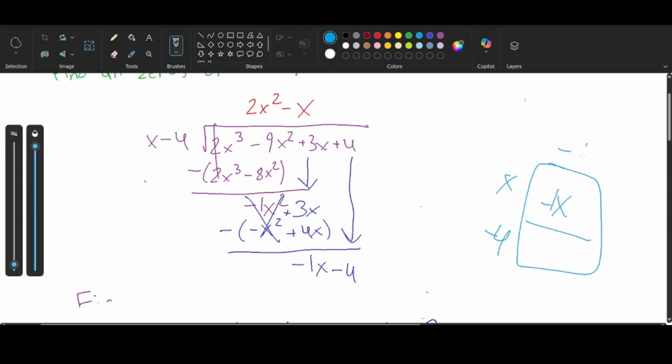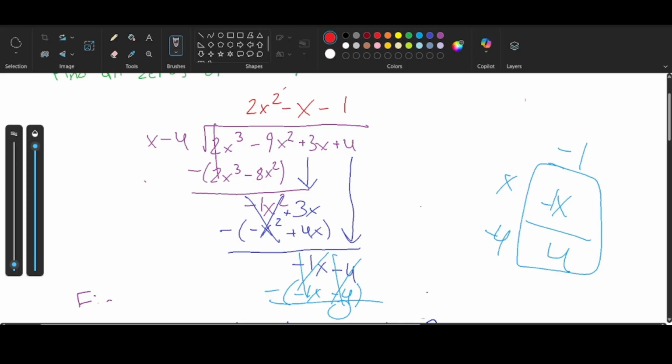Well, x times negative 1 is just negative 1x. Negative 1 times negative 4 is a positive 4. So again, I subtract negative 1x minus a negative 1x, and I'm subtracting a 4. Negative 1 minus negative 1, that's 0. Negative 4 minus negative 4, that's also 0. Right? So I end with 0 or no remainder. That means my final function is the 2x squared minus x minus 1.